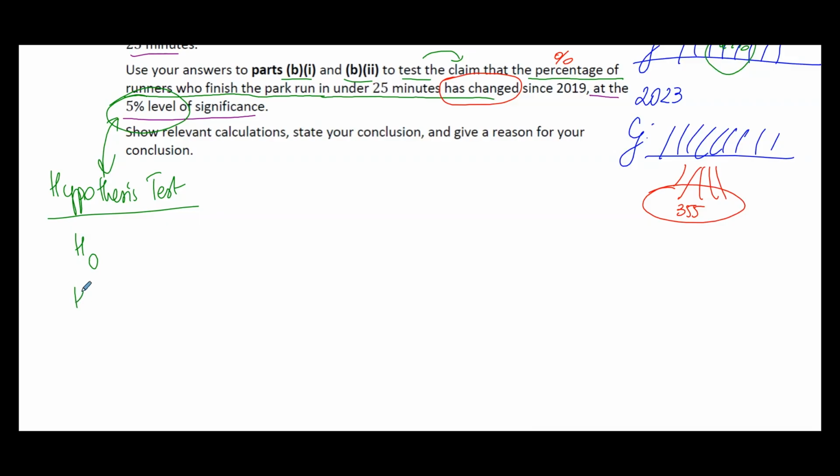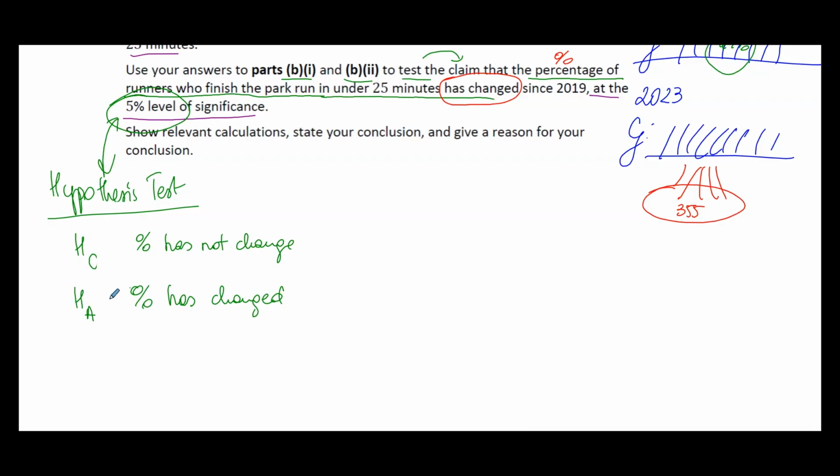The null hypothesis and the alternative hypothesis. The null hypothesis says nothing changed. In this case, we are talking about the percentage, so the null hypothesis will state that the percentage has not changed. This is the percentage of the runners who finish the park run in under 25 minutes. The alternative will always state the opposite, so therefore the percentage has changed. Null says nothing changed; alternative says things changed.